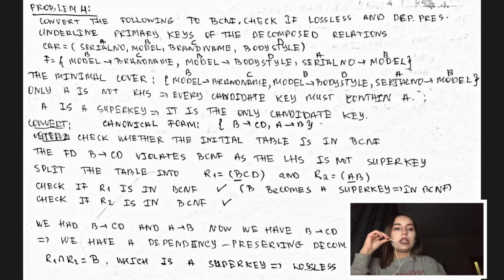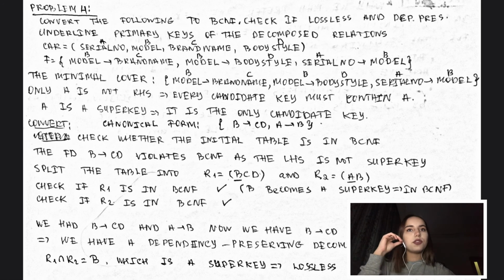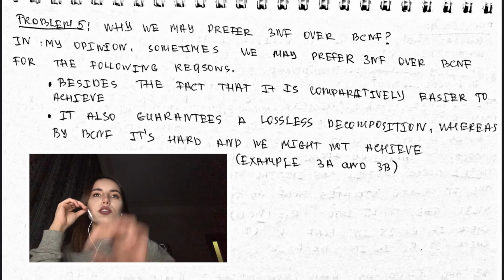And now let's check if it's lossless by the formula. As we know, the third condition of the formula for a lossless decomposition is that the intersection has to contain a superkey of either of these subrelations. So here R1's intersection with R2 equals B, which is a superkey for R1, and therefore it is a lossless decomposition. And B was the model, so yeah. I guess that's it for problem 4. Moving on to problem 5.